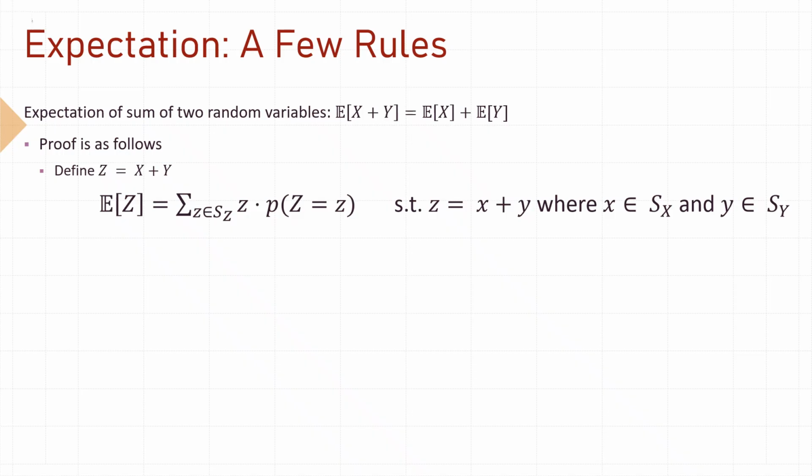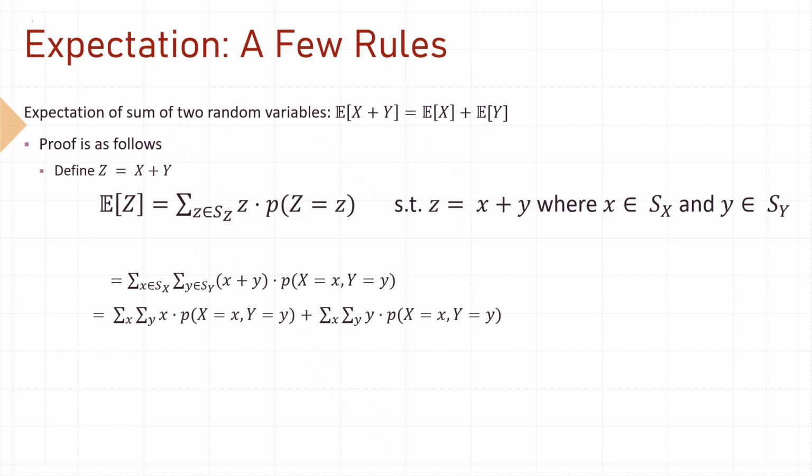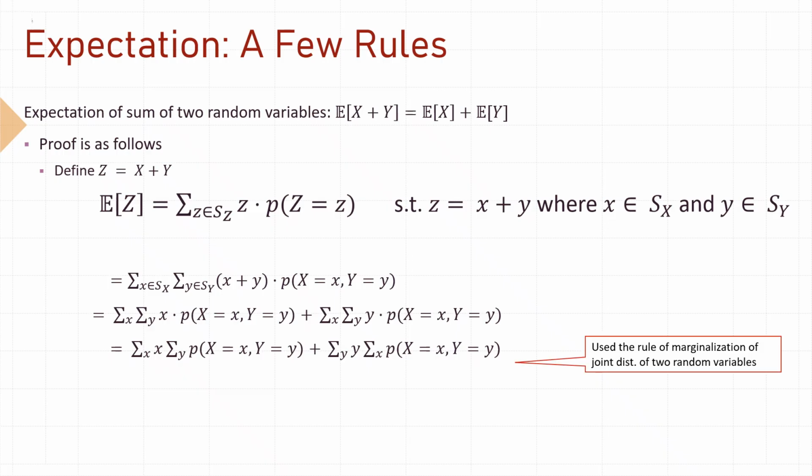If we want to find the expectation of z, we need to find a double summation in case of a discrete joint distribution, or double integration in case of a continuous joint distribution, of x plus y multiplied by the joint distribution, as shown here. As x can be factored out in the summation over the domain of y, and y can be factored out in the summation over the domain of x, both inner summations simplify to the marginal distributions of x and y, respectively.